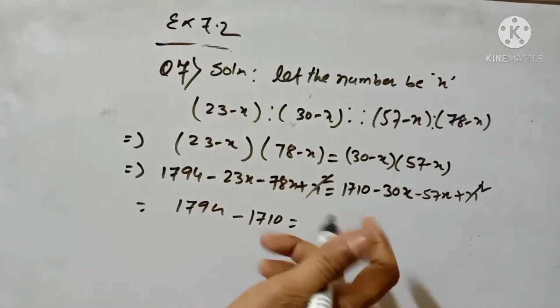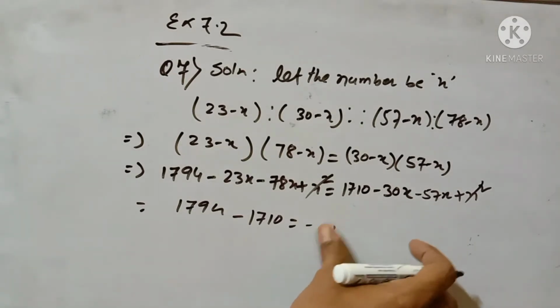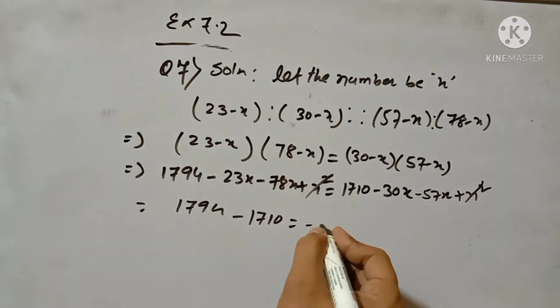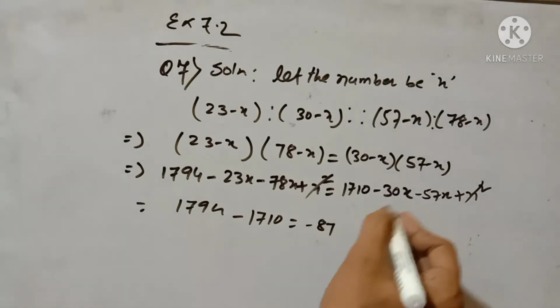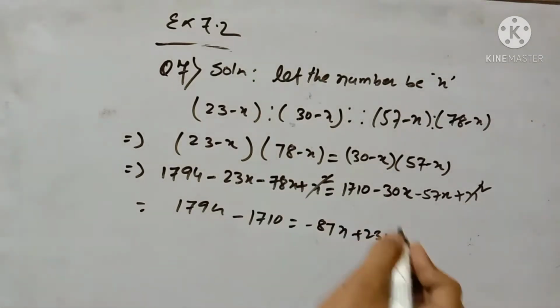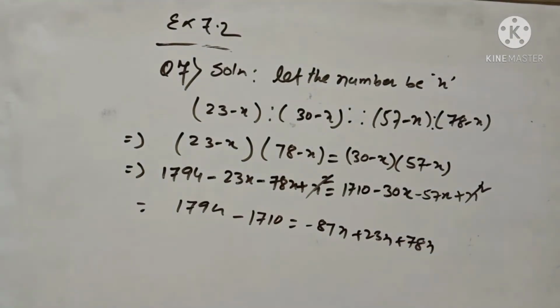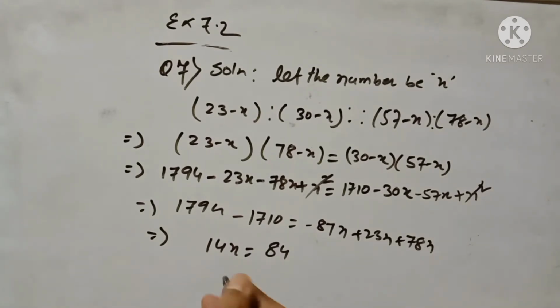Now minus 30x. 30x, it will come what? Minus 87x. Okay. Plus 23x plus 78x. Subtract this part. Now this will come what? 14x equal to 84. Therefore x equal to 84 by 14. So by 6 table it will go. Therefore x equal to 6. This is our required answer.